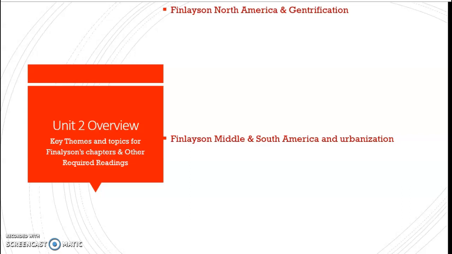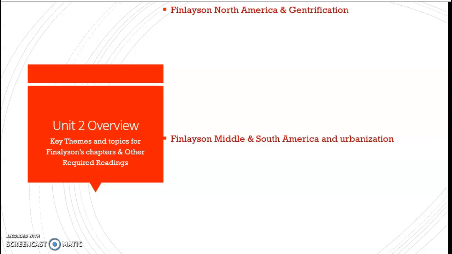In the first half of Unit 2, we're going to look at the Americas. We're going to look at North America first, and then we're going to look at Middle and South America. In the second half of Unit 2, we're going to shift gears. We're going to cross the Atlantic and look at Sub-Saharan Africa, and also Southwest Asia and North Africa.